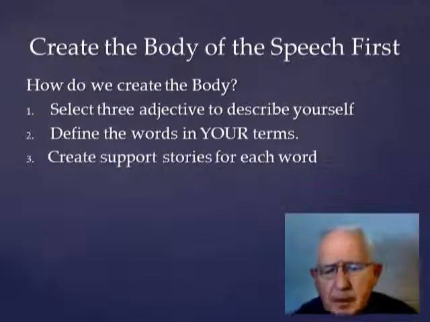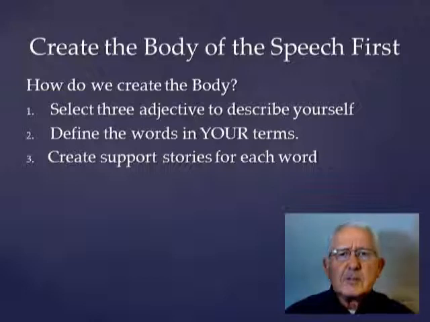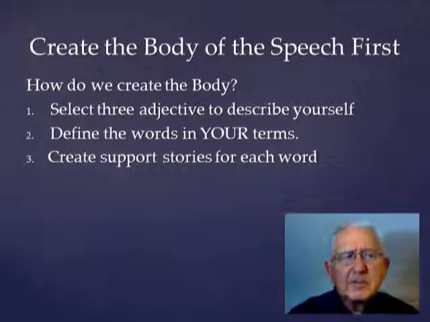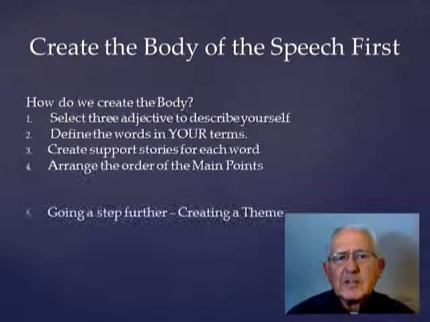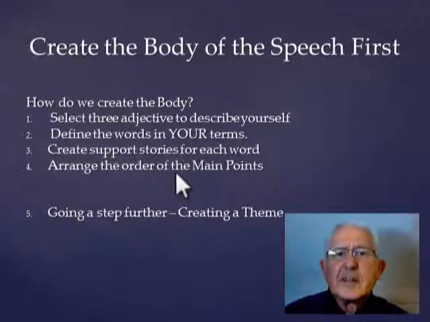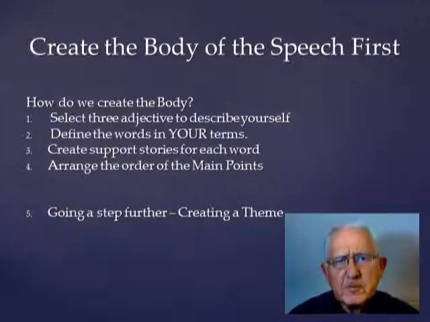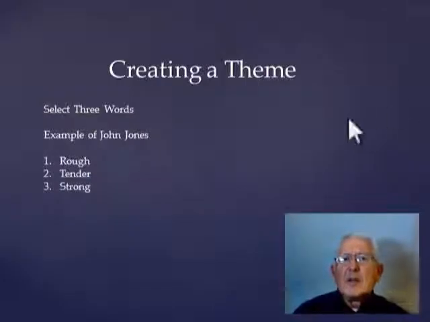Now, we're going to then back up our assertions. That would be what you'd be doing in a normal speech. Here, you're telling a story to support your assertion that you are benevolent. It's simply support for an assertion. How do you do that? Well, we're going to talk about how to create stories in another video. But when you're creating the body of a speech, you have to get 3 adjectives, define the words, create the support, and then arrange the order of the main points. There is a pattern that I'm going to teach you in a future video, so don't worry, we'll get to that later. Now, we have to create a theme.